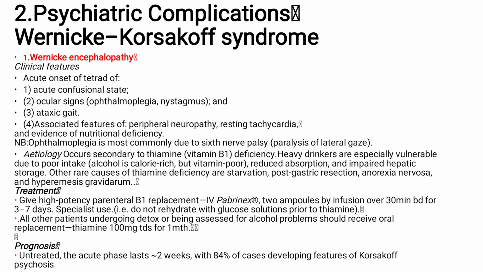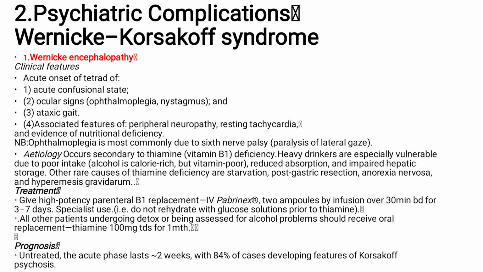Now, psychiatric complications. Let's look at Wernicke-Korsakoff syndrome. We start by looking at Wernicke encephalopathy. Clinical features. There's an acute onset of a tetrad of 1, acute confusional state, ocular signs like ophthalmoplegia, and ataxic gait. The fourth one is associated features of peripheral neuropathy and resting tachycardia. Etiology of Wernicke encephalopathy. It occurs secondary to thiamine, that's vitamin B1 deficiency.